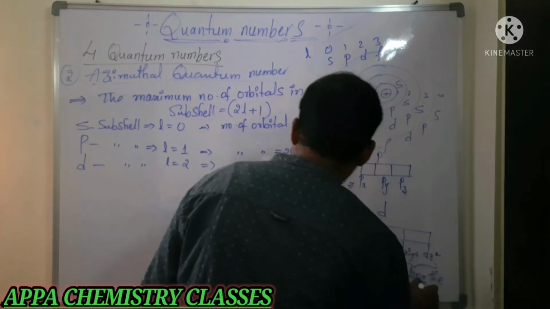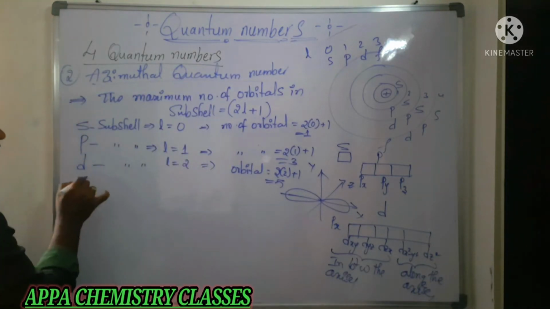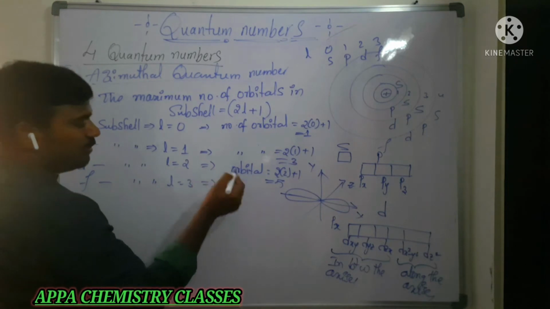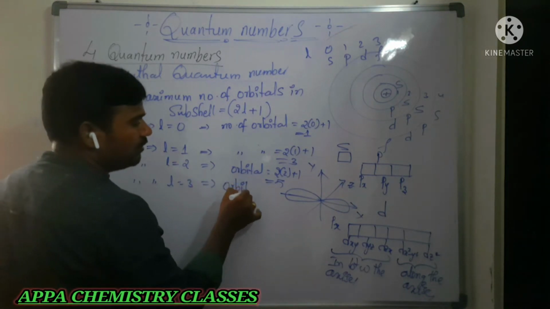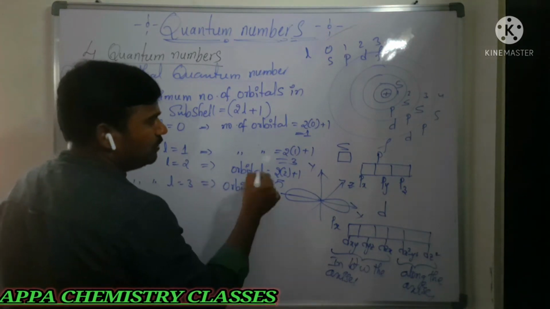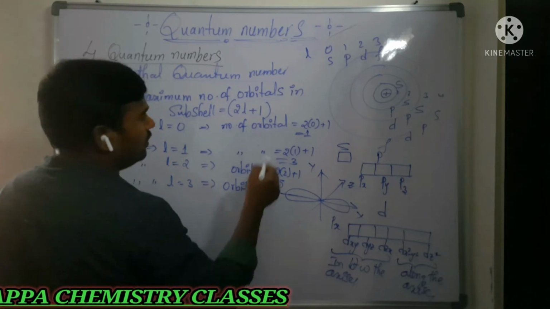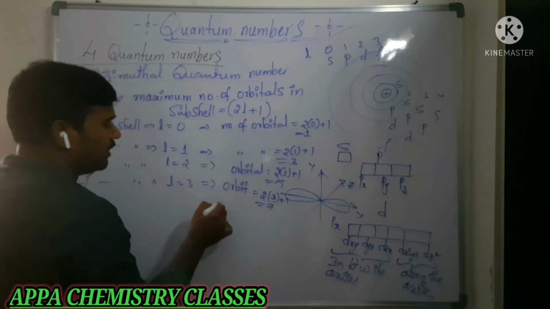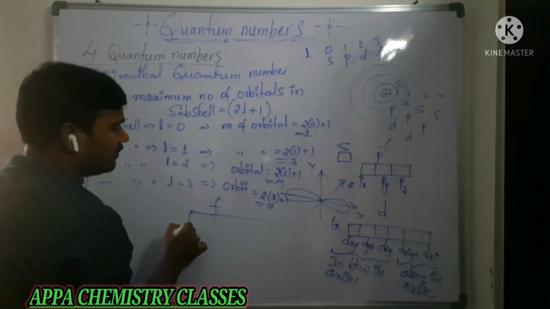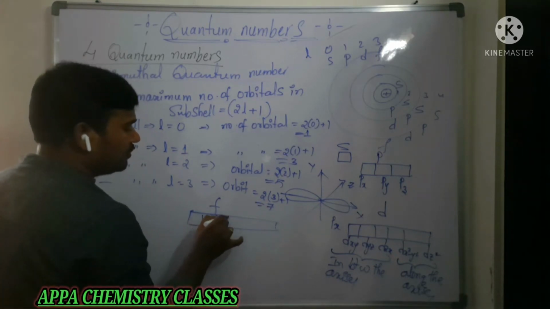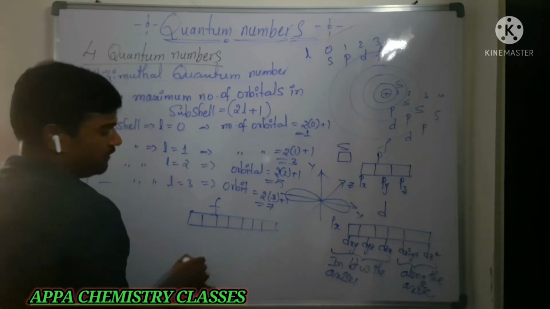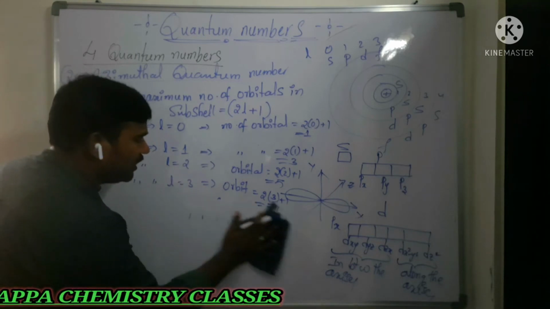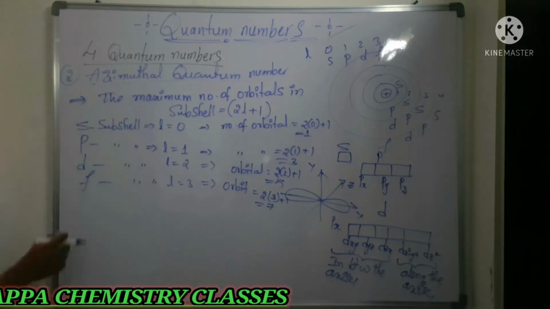Along the axis. Now take the F subshell, where L is equal to 3. Then the number of orbitals in the F subshell will be 2 into 3 plus 1, that is 6 plus 1, that is 7. If you count the orbitals in the F subshell, 1, 2, 3, 4, 5, 6, 7. So a total of 7 orbitals are there. Is that clear? That is the very important azimuthal quantum number.